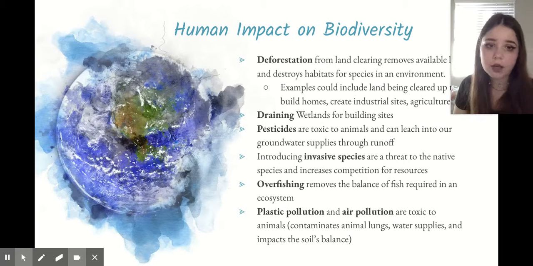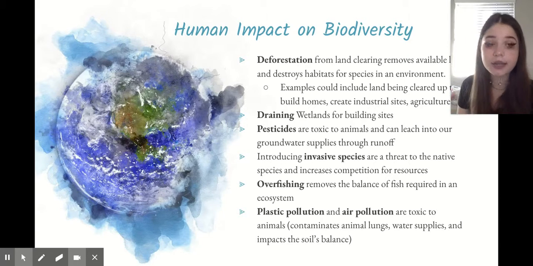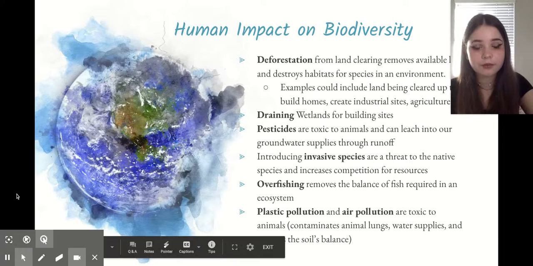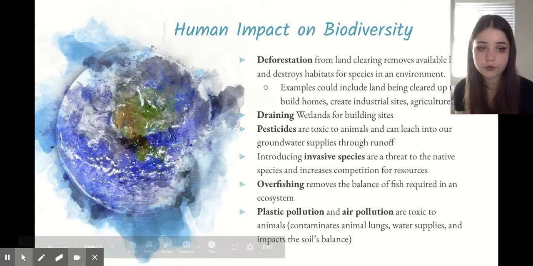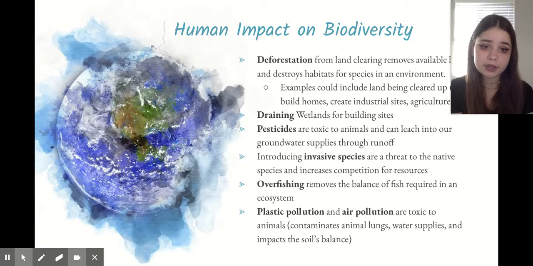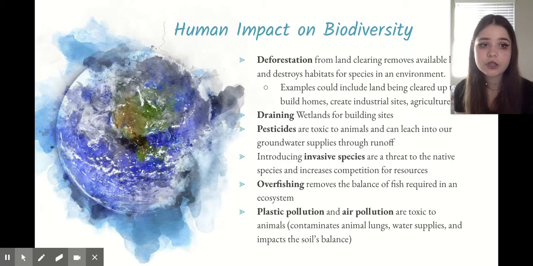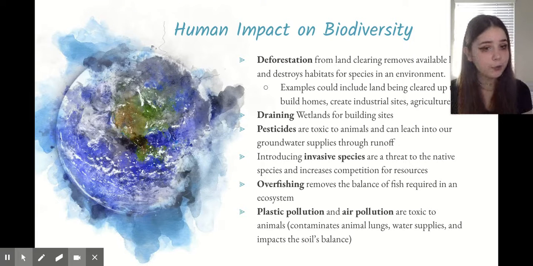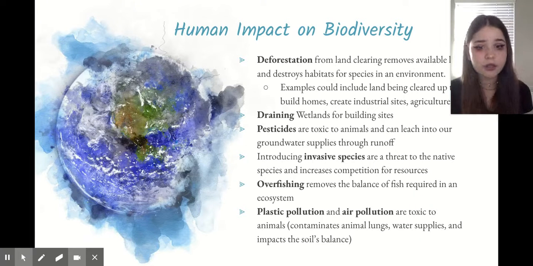The next issue is introducing invasive species. We touched on this a little bit when I was talking about how invasive species are a threat to native species and increase competition. This leads us to our next issue, which is overfishing. Overfishing is a really big deal because it removes the balance of fish required in an ecosystem. When we remove so much fish, we might be removing too much prey, so the predators aren't able to consume anything and they're going to die off.